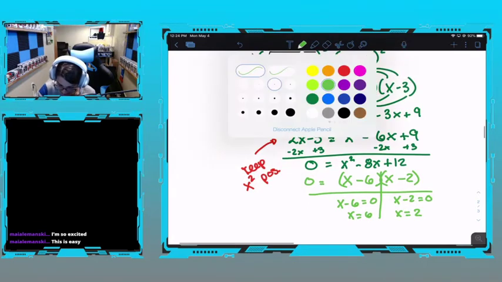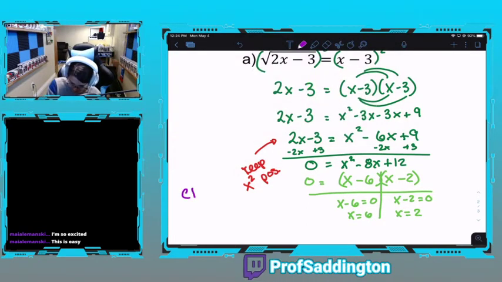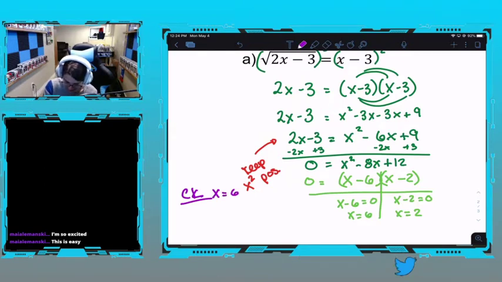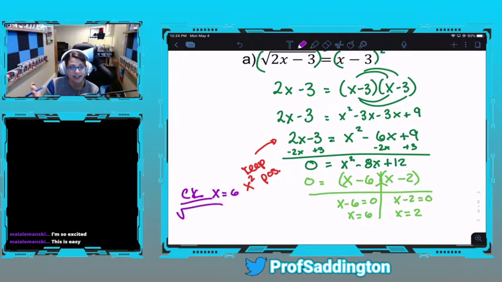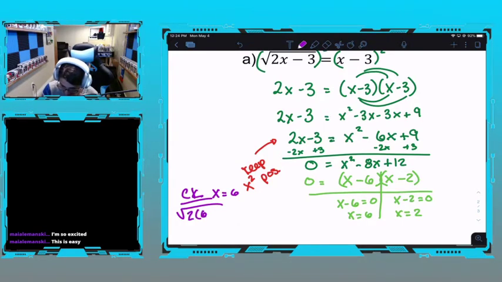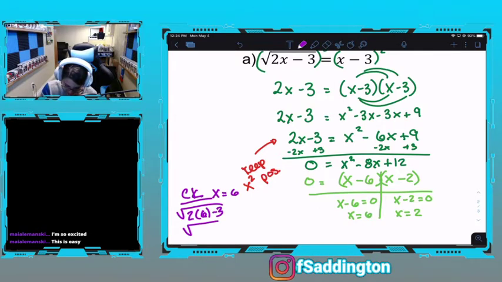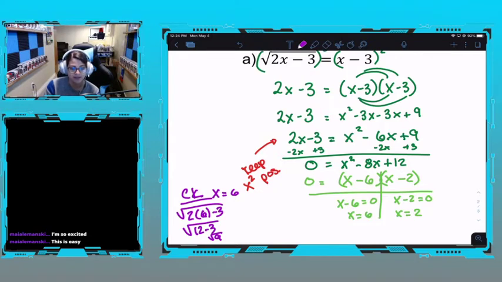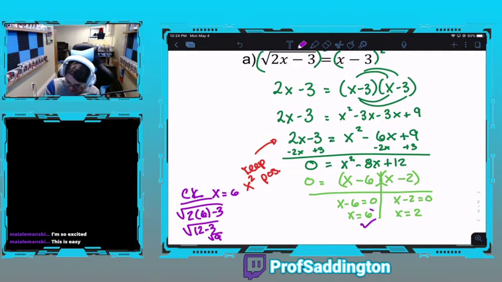So let's do a little check here. I'm going to check for x equals 6 first. I'm just going to use the radical side because that's what I really care about. Am I going to get something that's no bueno? So it's going to be 2 times 6 minus 3. So radical 12 minus 3, radical 9. That is something that can be evaluated. So x equals 6 is good.